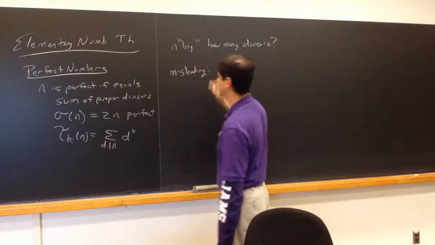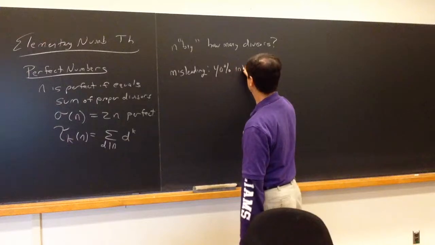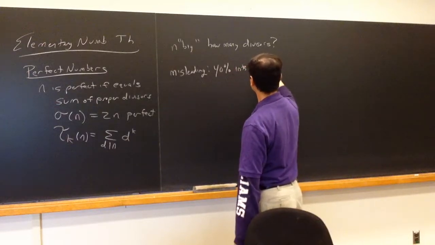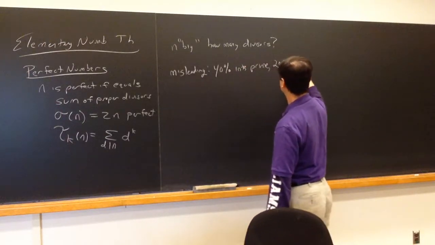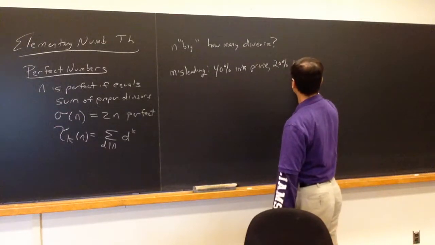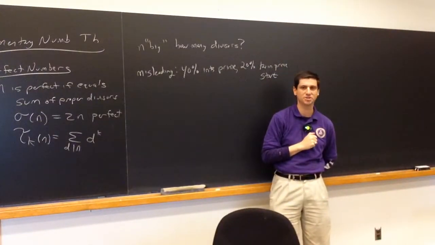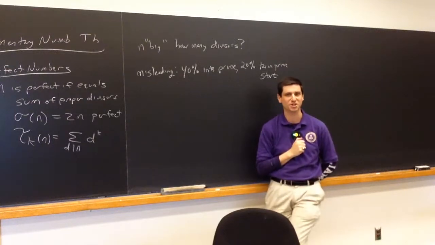As an example of misleading, and for those of you who have been in class, you might even know what's coming right now: 40% of integers are prime, and 20% start a twin prime pair. Right? Is there anybody who has some suspicion about this statement? That 40% of all integers are prime, and 20% of all integers start a twin prime pair?